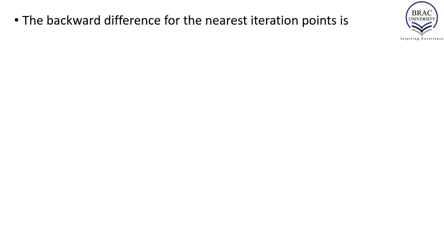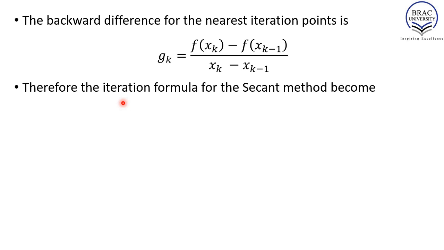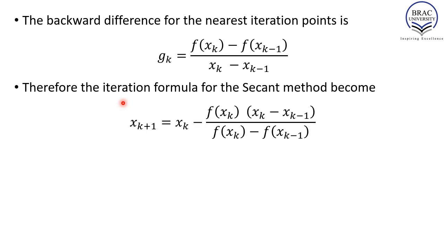The backward difference formula for the nearest iteration points is the following: g_k equals the rise, the difference in function values, over the run, the denominator. You can see that it is actually a slope formula between the nearest iteration points. So we use this value instead of f prime, the first derivative. If we put it there, we can rewrite our iteration formula in this format, and that is known as the secant method.